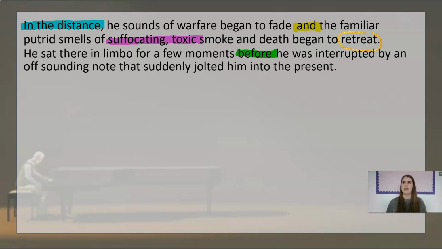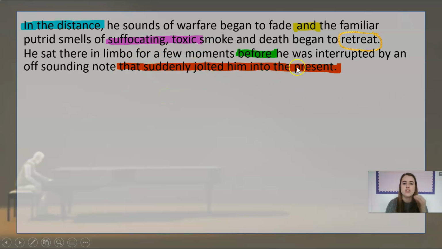And he's thinking, well, that's weird. And suddenly, bam, snap, he's out of it. Okay, so I've got there, he was interrupted by an off-sounding note that suddenly jolted him into the present. This is my subordinating conjunction, okay? That is my subordinating conjunction. This is my whole subordinate clause. Now, I have added an additional adverb in there.